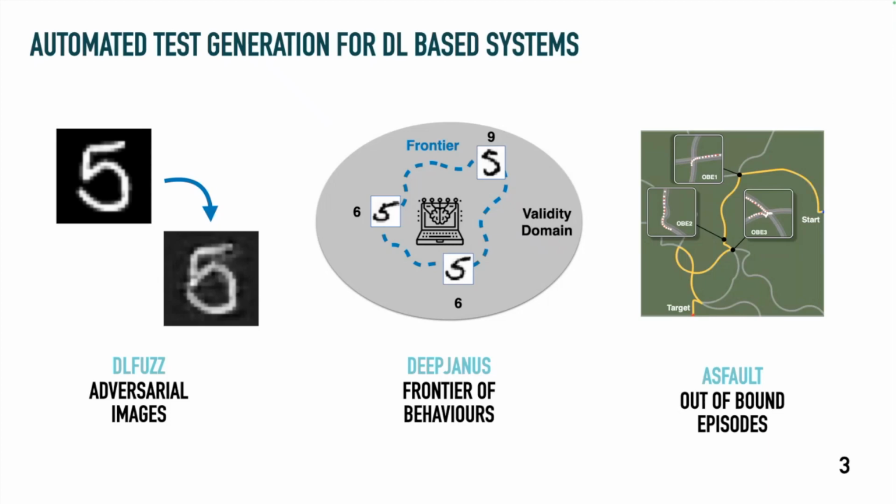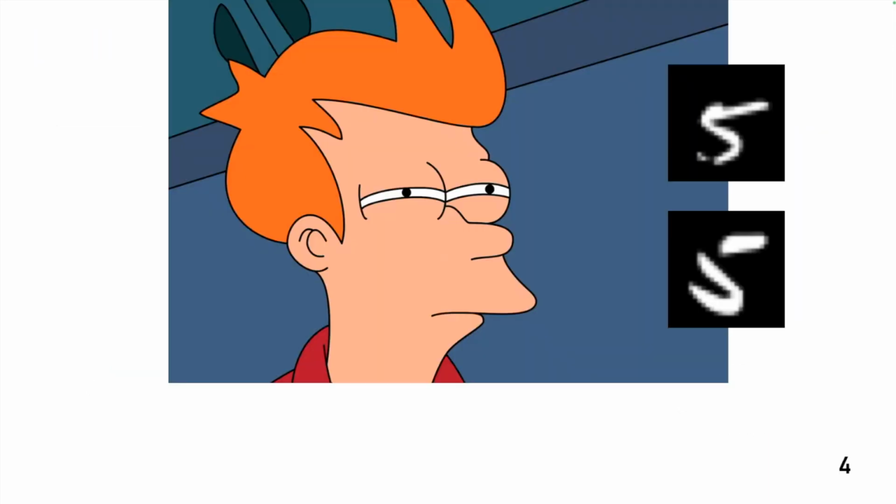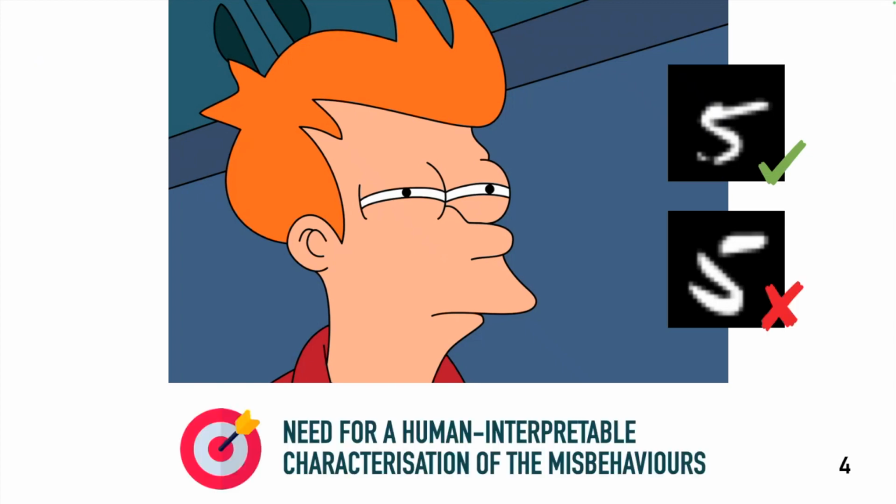So a limitation of these approaches is that their output cannot be directly used to explain the behavior of the deep learning system. For example, consider these two handwritten digits. One of them is correctly classified by the model. However, the other one is misclassified. Relying on the existing approaches, we don't have enough information to understand what high-level features of the input might have caused the model to misbehave. While such an explanation is useful to help developers debug and improve deep learning systems.